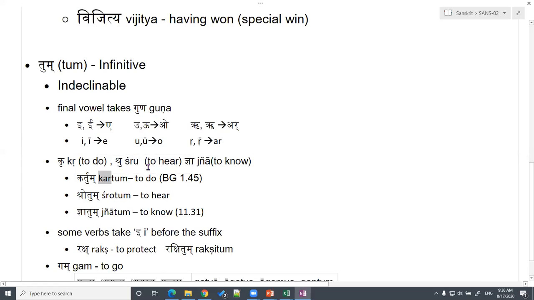Gunas we already discussed once, that ikara or iikara has e as the guna, ukara or uukara has o as the guna, rukara or riikara has ar as the guna. So shrotum: shru is the root, and here u guna becomes o, becomes shrotum, to hear. Jnatum: here the guna will not take place because guna applies to these vowels. So gya is akara, so it directly has the form gyatum.